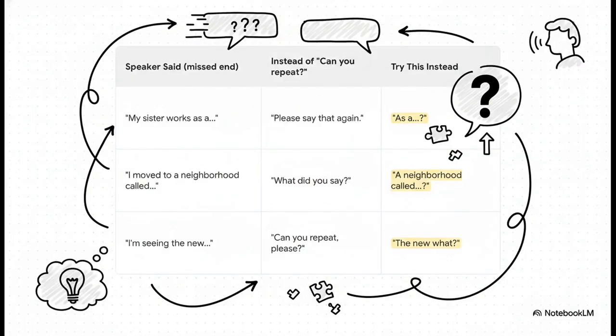Okay, let's see how this actually works. Imagine someone says, "My sister works as a," and you just didn't catch her job. Instead of the old, "Can you repeat, please?" you just prompt them with the part you did hear, using a rising, questioning tone like, "As a?" It's brilliant. It shows you are paying attention, and now all they have to do is give you that one missing word. It's so much faster, and it keeps the whole conversation moving forward.